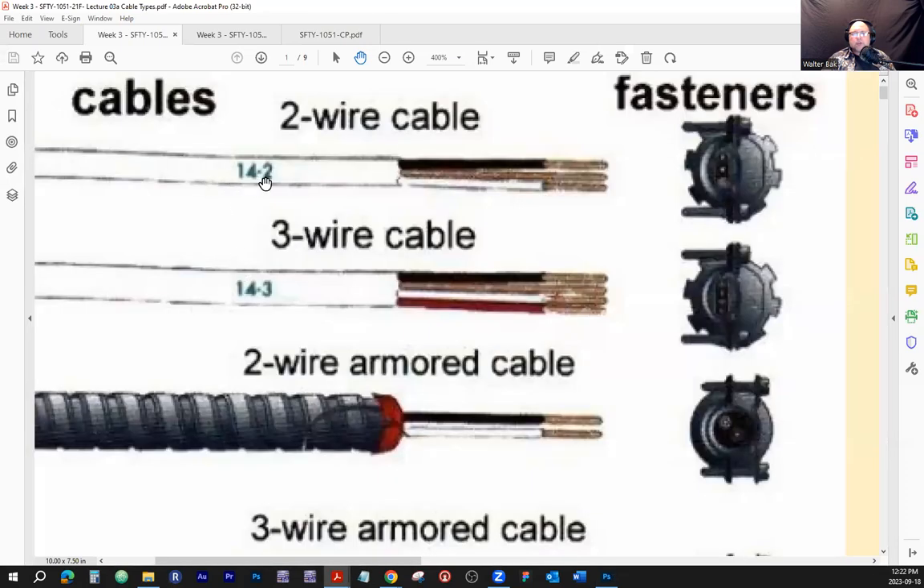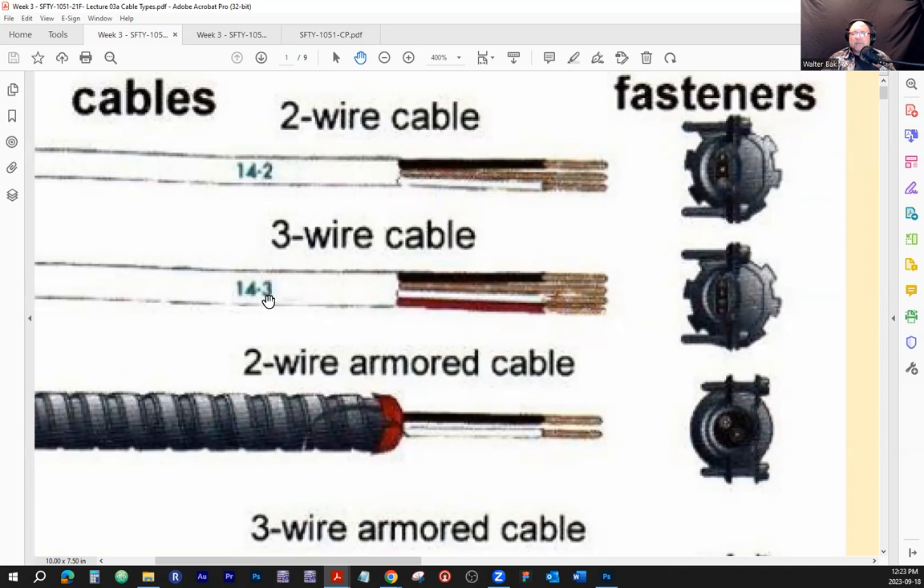we call this 14-2. Where does the 14 come from? The 14 comes from the gauge of the wire. So if you see a wire that says 14-2, that means it has two current carrying conductors. The bare copper safety wire, or the ground wire, is not counted. So that's why we have a cable that encloses 14 gauge wires, which means the thickness of the wire, and it has two current carrying conductors.